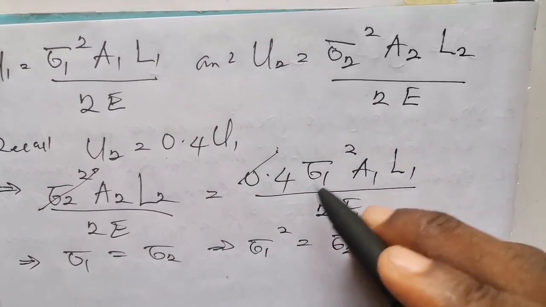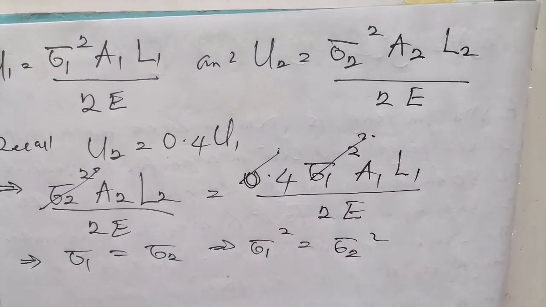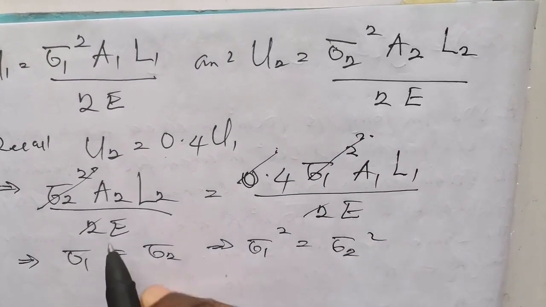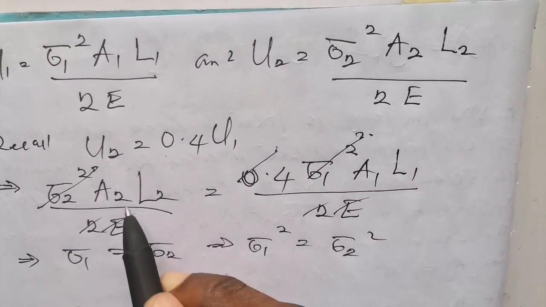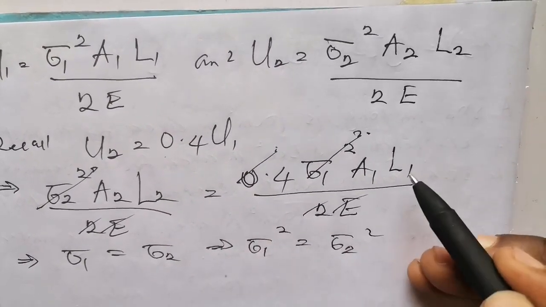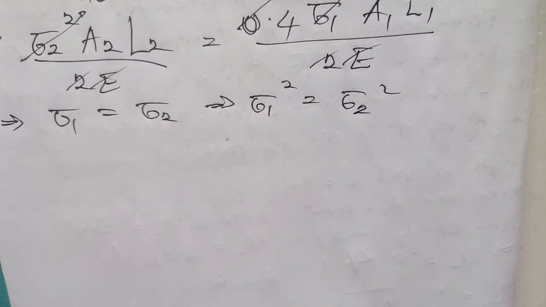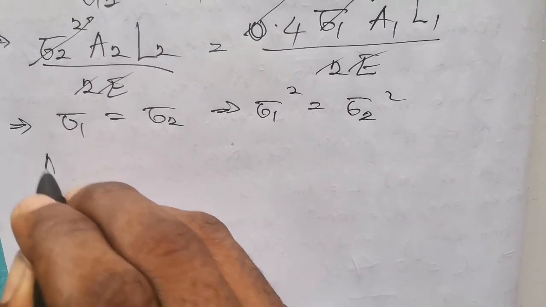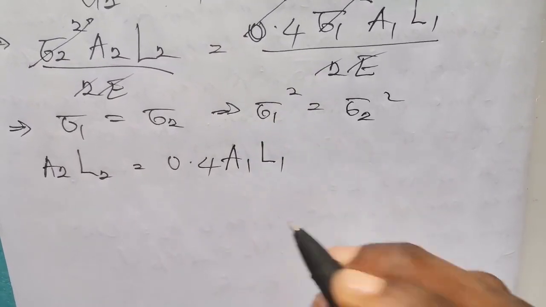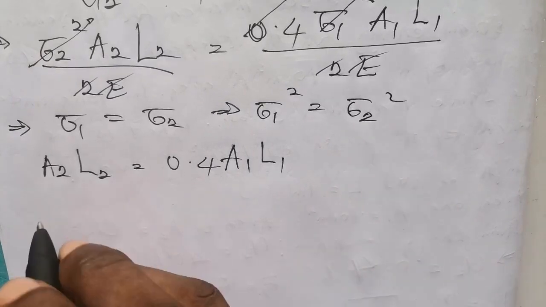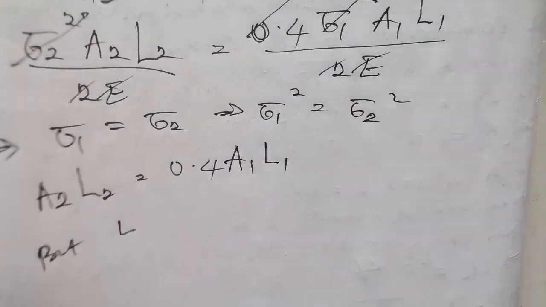Stress 2 squared will strike stress 2 squared out. This is 0.4. Again, 2 will strike 2 off here. Young's modulus is constant, so it will also clear off. Which means I am left with area 2 times length 2 equals 0.4 area 1 times length 1, which is what I am left with. So the remainder of this equation now from those conditions means area 2 times length 2 equals 0.4 area 1 times length 1.